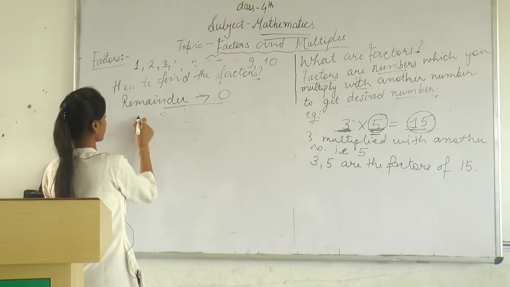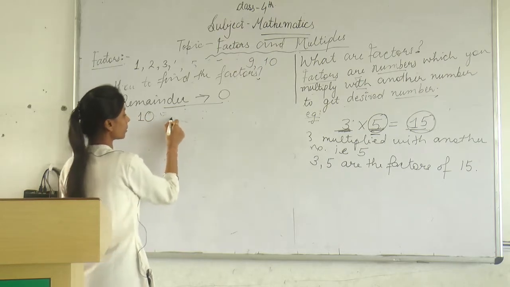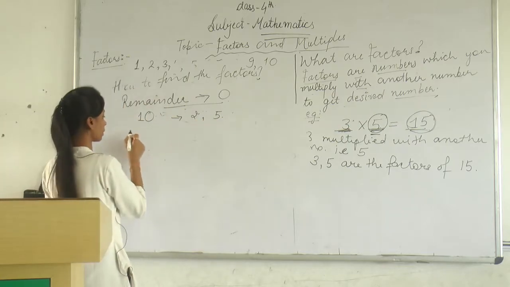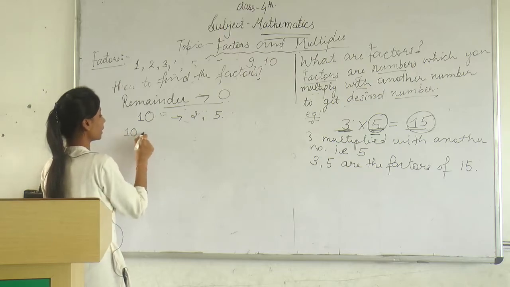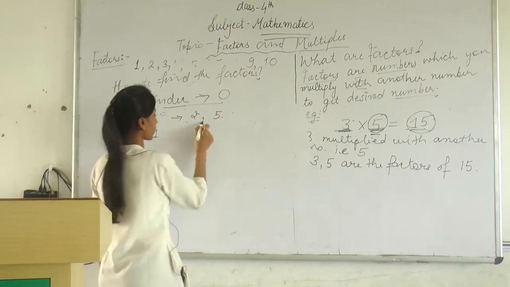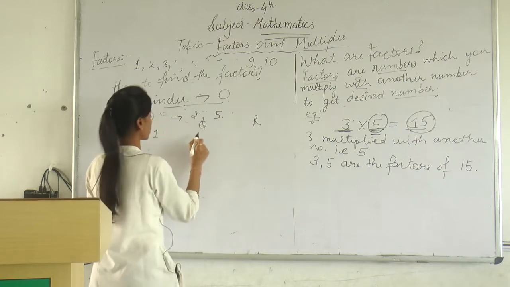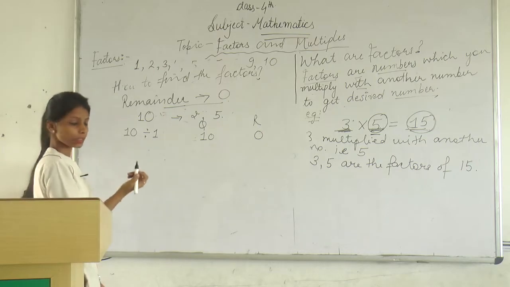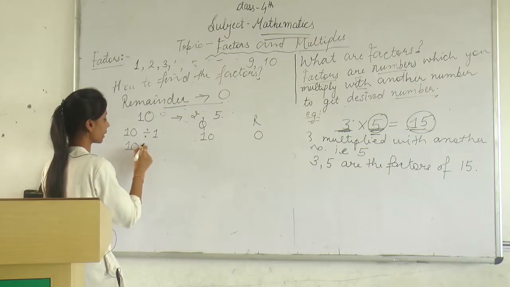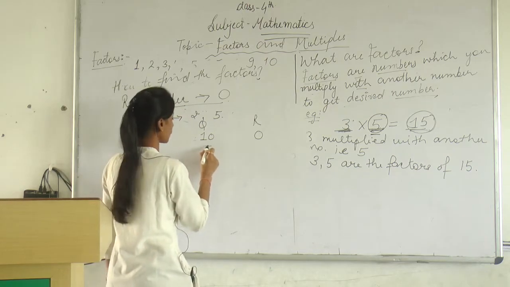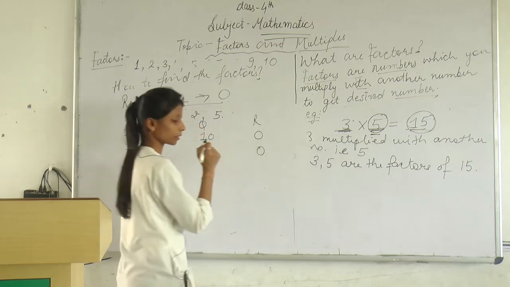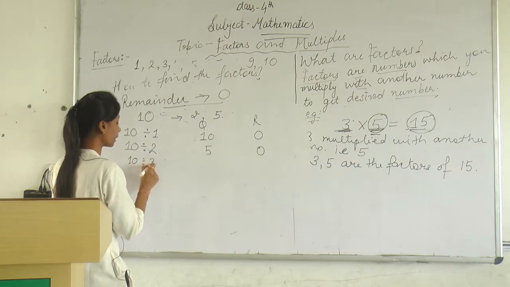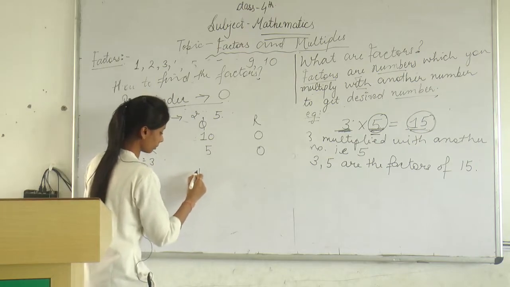Suppose I am taking the number 10. Already we know 2 and 5 are the factors of 10. By division we solve here. Look here. 10 divided by 1 gives me the quotient 10 and the remainder 0. Moving on to the next number. If I divide 10 by 2, it gives me the quotient 5 and the remainder 0. Next number is 3.